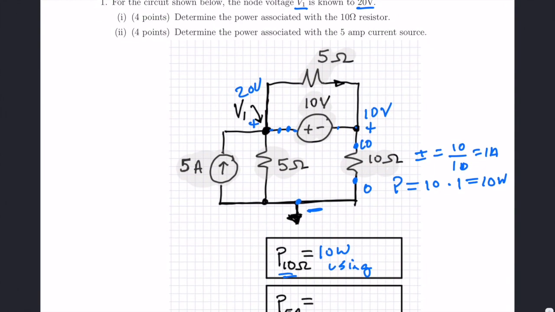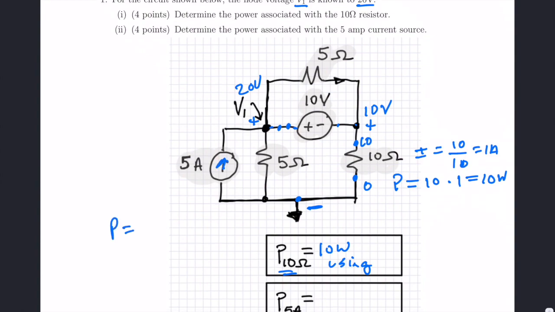Okay, next we want to look at the 5 amp source, and we want to know the power associated with the 5 amp source. So what I need to know is the voltage across the 5 amp source, and of course I know the current through it is 5 amps. Alright, so power is V times I, and if I slide this dot back, I know that the plus terminal is here, that's 20, and the minus, slide that dot, there's minus, so it's 20 volts across the source.